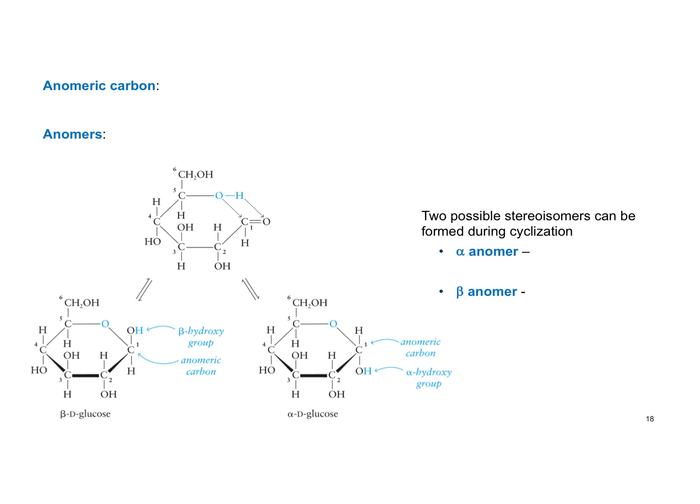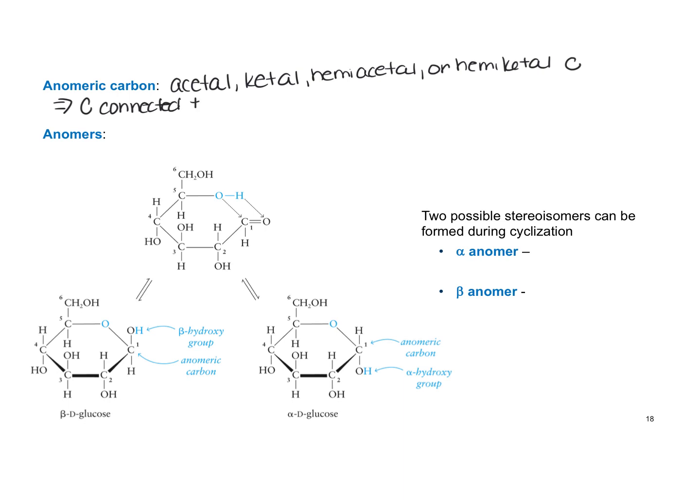So the anomeric carbon can be defined as either the acetal, ketal, hemiacetal, or hemiketal carbon, okay? And that does give rise to two stereoisomers. Another way to identify it is it's a carbon that's connected directly to two oxygen atoms.